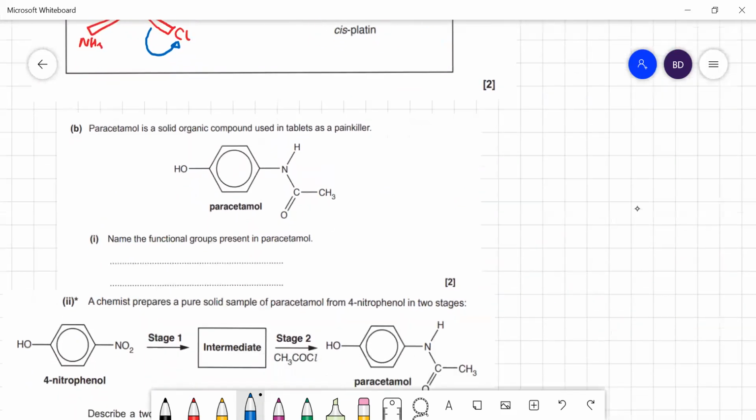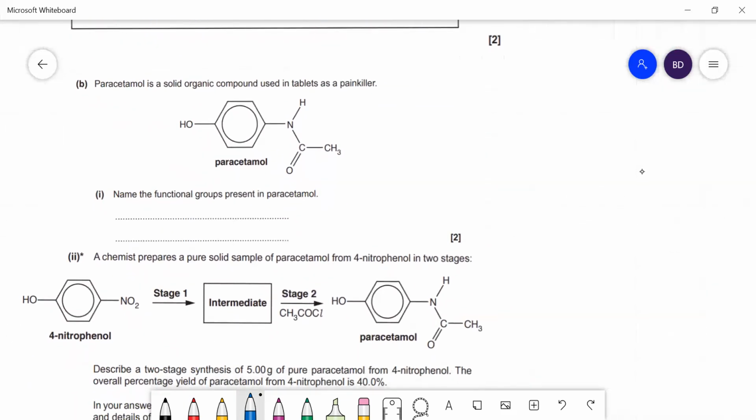Okay, moves on to paracetamol now. Okay, paracetamol, there's the structure. Name the functional groups present in paracetamol. So we have got this, which is a phenol functional group. And here we've got a nitrogen next to a carbonyl, and there's an alkyl group on the carbonyl.